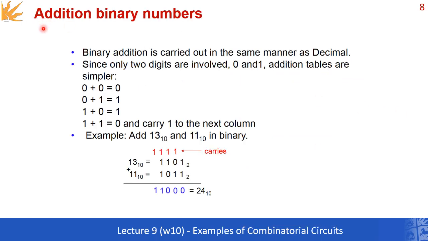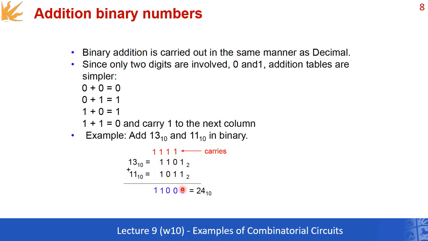Now let us revisit the addition of binary numbers. As you know, the process is quite the same as adding decimal numbers. What you need to remember is that if you add 0 and 0, you get a 0. 0 plus 1 or 1 plus 0 gives you 1. And if you have 1 plus 1, then the result is 0 plus a carry that you need to carry to the next column. And this is a simple example just to remind you what happens.